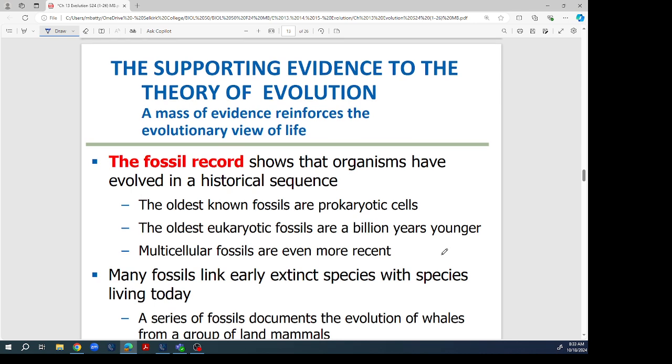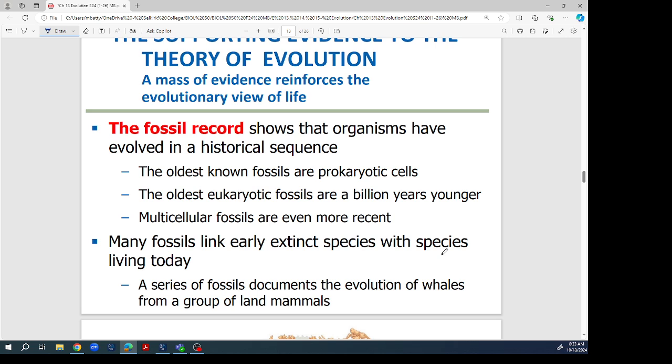So getting into the evidence that Darwin had to support evolution, or that we now have to support evolution, is the fossil record. And so this has been talked about, it showed that idea that there's differences, right, to explain. We can find the oldest fossils are prokaryotic cells, and then we move on to eukaryotic cells, and then the multicellular fossils. And so this idea of time is really important here. Many fossils exist or link early extinct species with species living today.